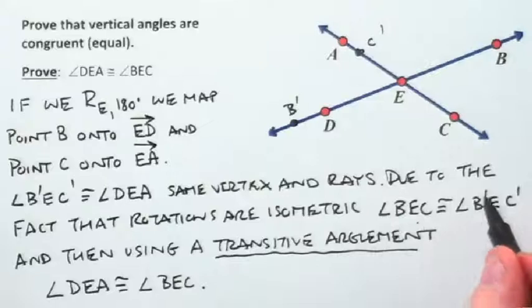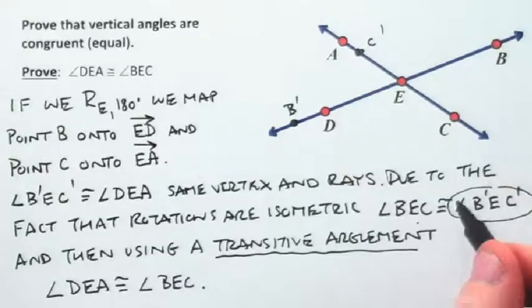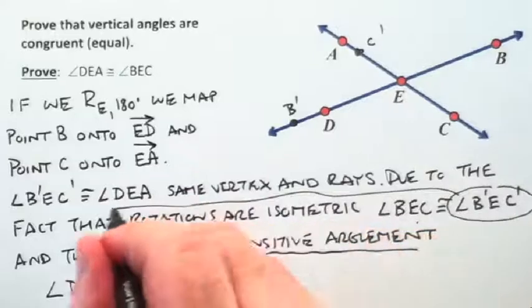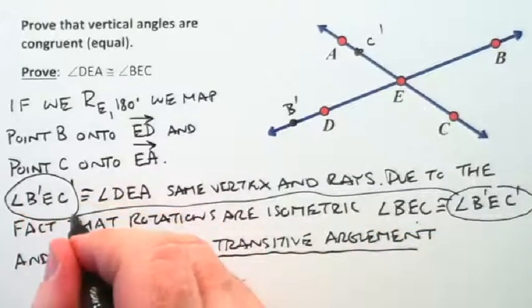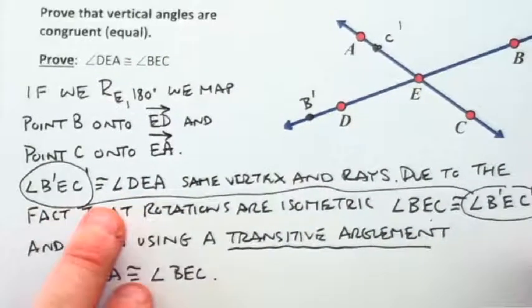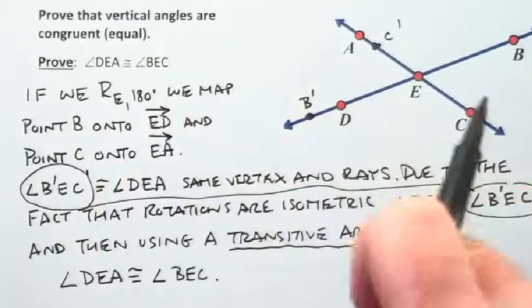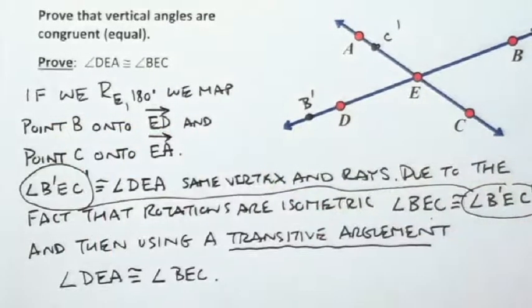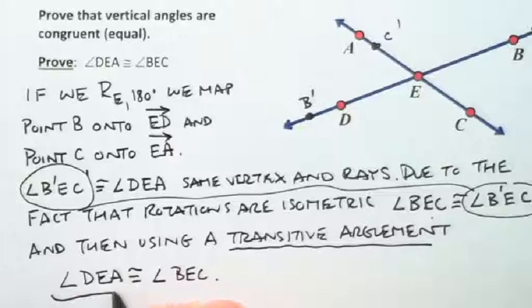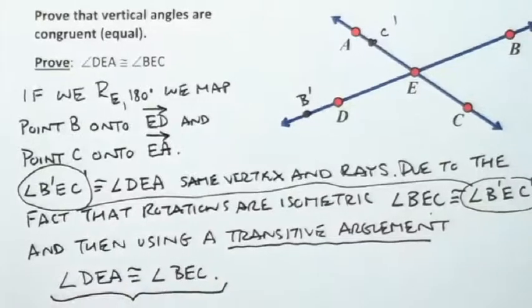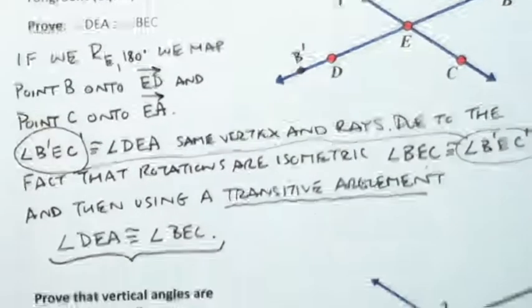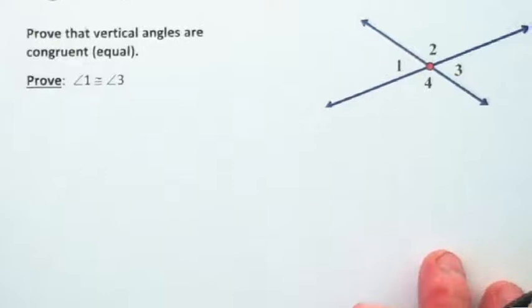BEC was congruent to B prime E prime C prime. And earlier we established that B prime E prime C prime was equal to DEA. So using that connectivity, that transitive property, we're able to establish that they are equal to each other. Let's do it in a little bit different way now.